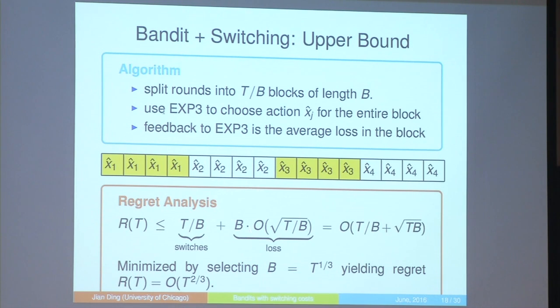And now you want to analyze the regret you get by applying the EXP3 algorithm. You have T over B rounds, so you get square root of T over B, but now in each round the loss can be larger than one, though at most B, so you get B times that. You optimize over it, and you realize that if you choose B equal to T to the 1/3, that's the optimal choice, and you get T to the 2/3 regret. It's simple, well, at least after someone presented it to me. I don't know whether I could find it myself easily. That's when I say it's simple. So you get the T to the 2/3 upper bound.